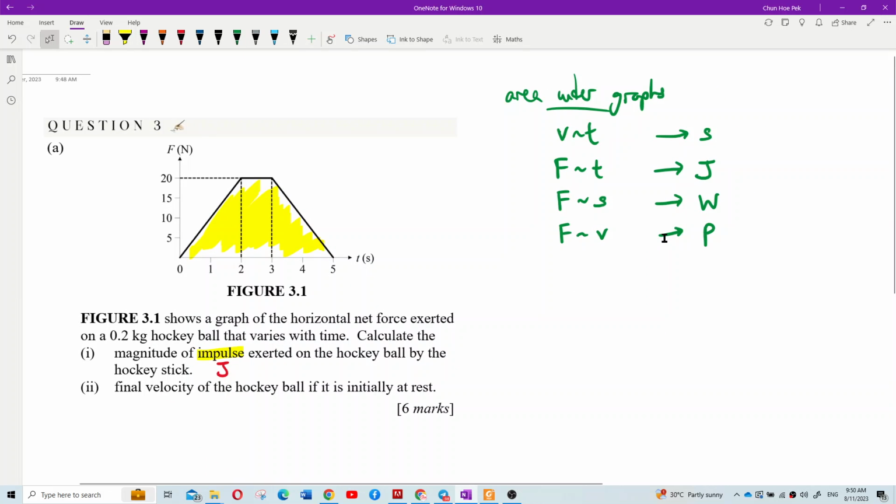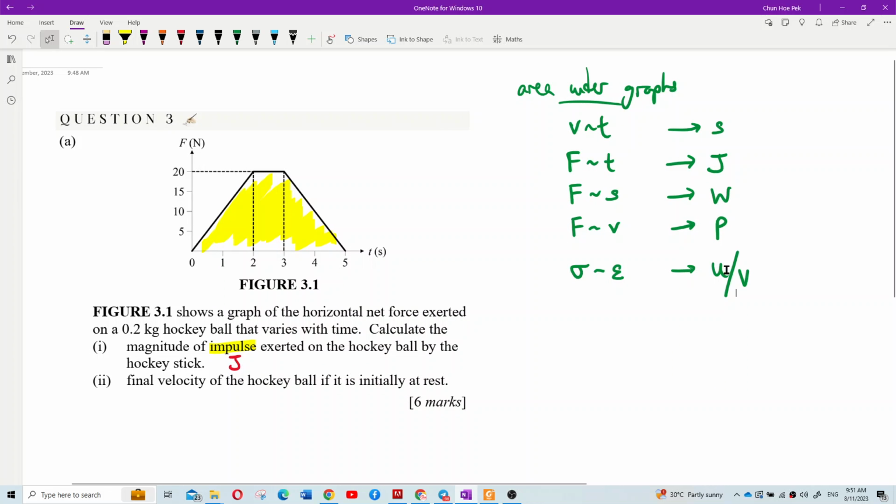Remember class? Area under stress strain graph is what? Strain energy per unit volume. Right? Yesterday's question, class. Do you get it correct? Area under stress strain graph? Betul tak? Area under stress strain graph is strain energy per unit volume. Betul kah? Betul. Strain energy per unit volume.